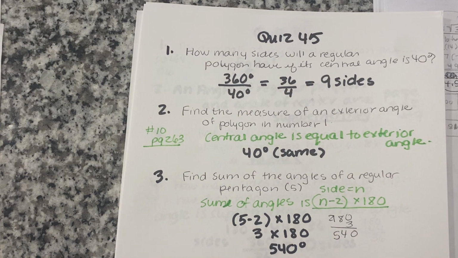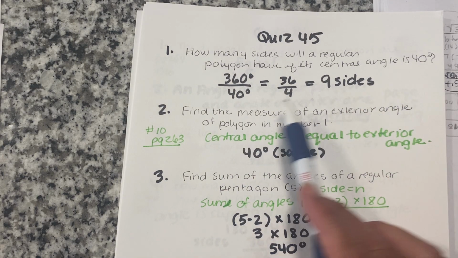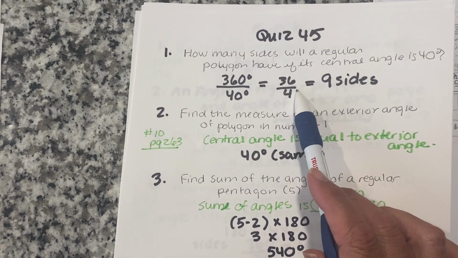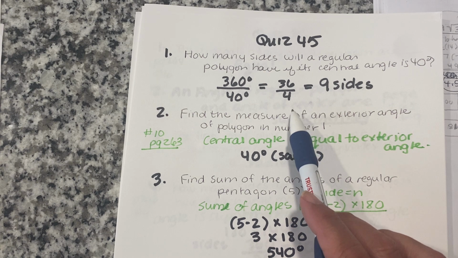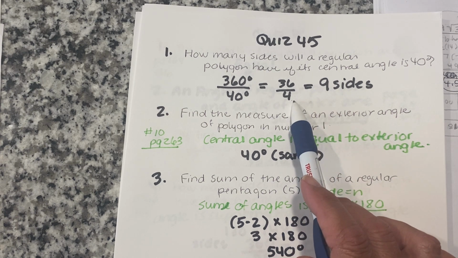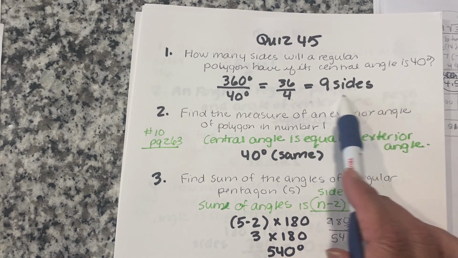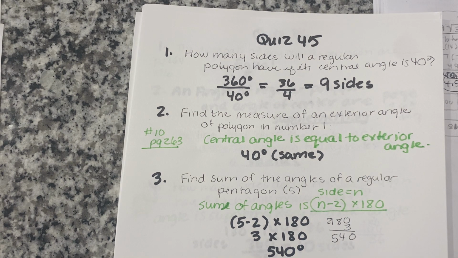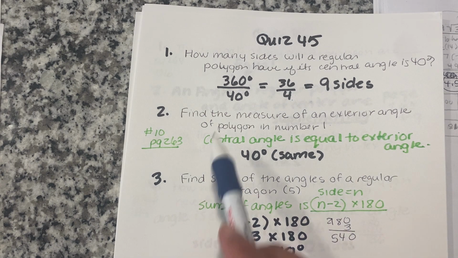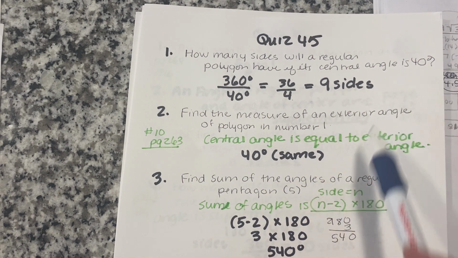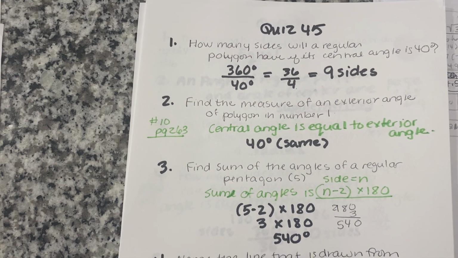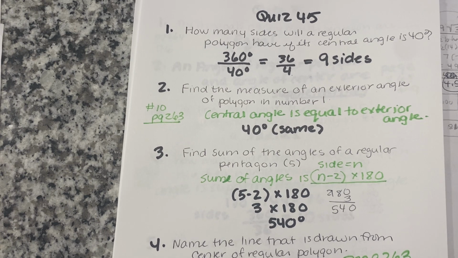So we take 360 divided by 40 degrees, which is 36 divided by 4. Make sure you put your work in this. Equals what? 36 divided by 4 equals 9. So it's going to have 9 sides. See how easy that one was? You just plug in 360 degrees divided by 40 degrees, and it gets 9, and you'll have 9 sides. That's the formula. Number 2, find the measure of an exterior angle of the polygon in number 1.